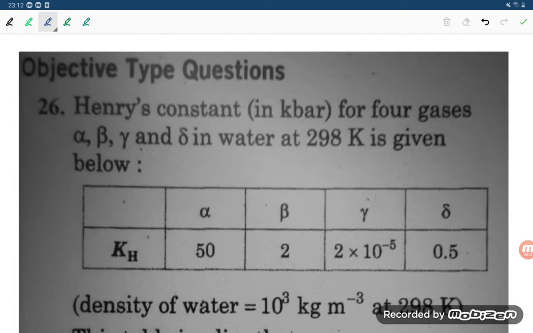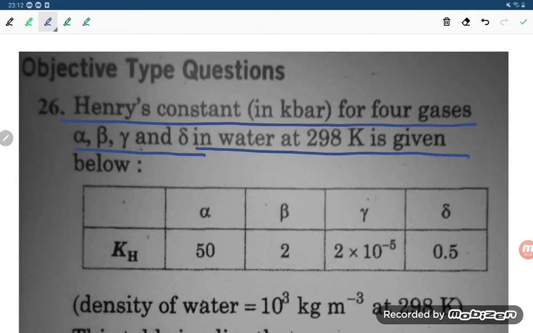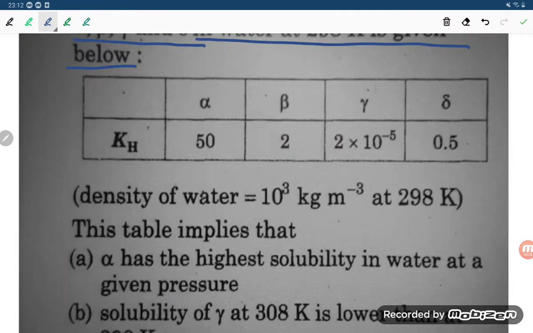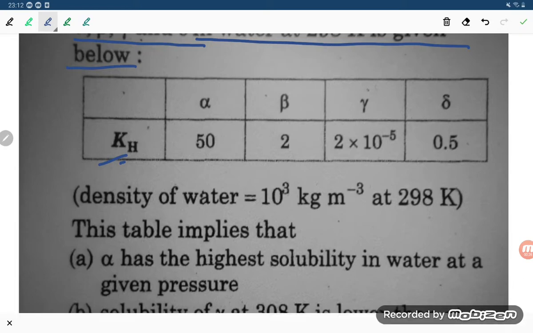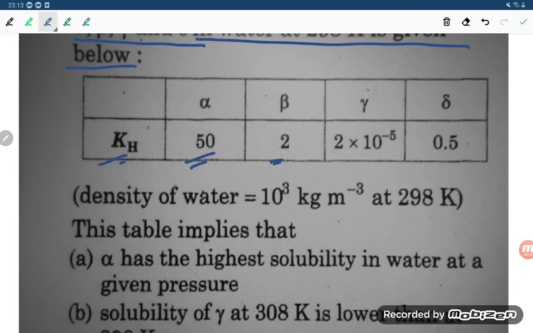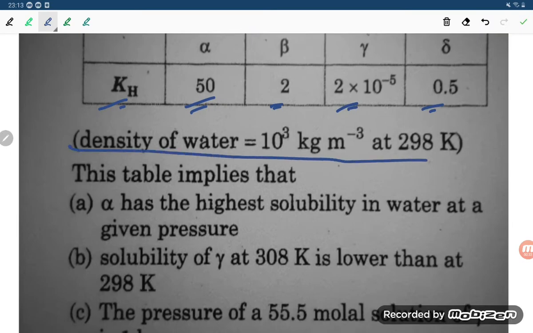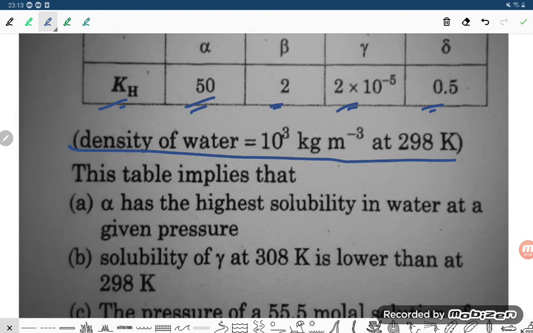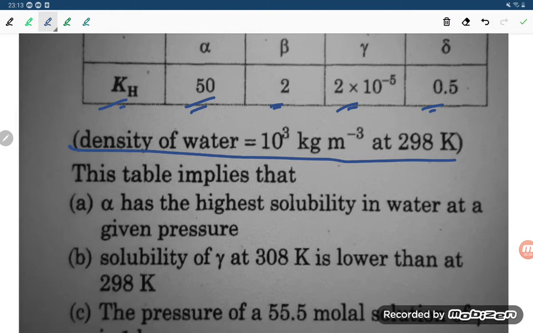Okay, so they are saying the Henry constant in kilobar for four gases alpha, beta, gamma and delta in water at 298 Kelvin is given below. The KH values they have given: alpha is 50, beta is 2, gamma is this one and delta is this one. Density of water is also given, 10 power 3 kilogram per meter cube at 298 Kelvin.